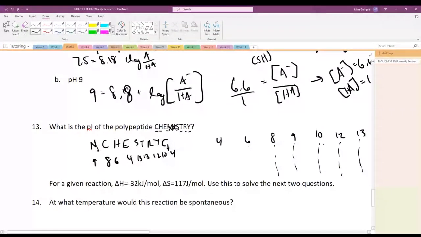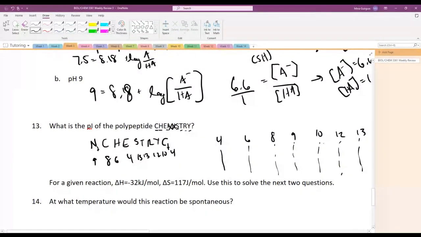I did explain how to do pI last week, but I want to make sure I don't just ignore it completely this week. So your pI, like I mentioned in one of the questions above, is when the net charge of your polypeptide, of your protein, whatever, is 0. So what we have to do is ask ourselves, well, when is it 0?